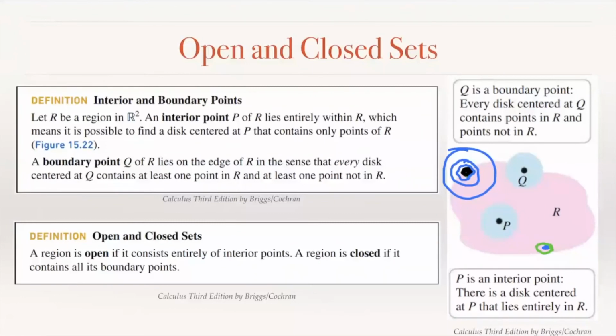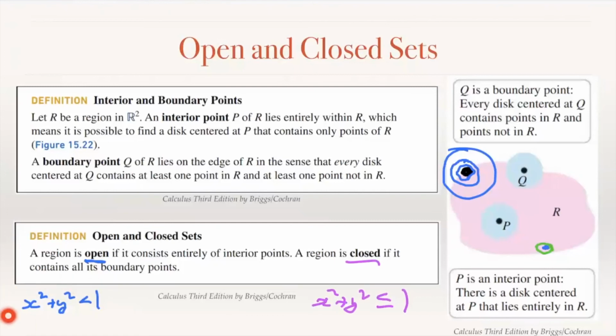A region is called open if it consists entirely of interior points, and is closed if it contains all of its boundary points. So the difference between open and closed is the following. Here's a nice way to illustrate it. x squared plus y squared is less than 1, strictly, is open, while x squared plus y squared is less than or equal to 1 is closed.